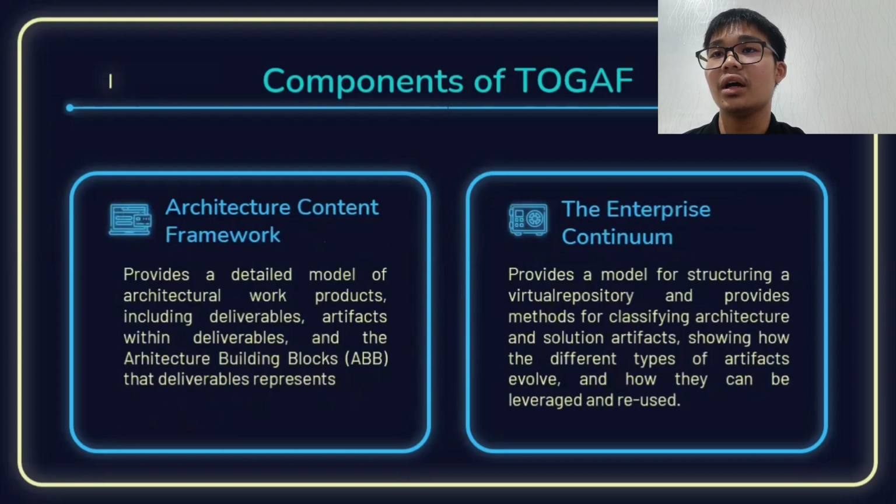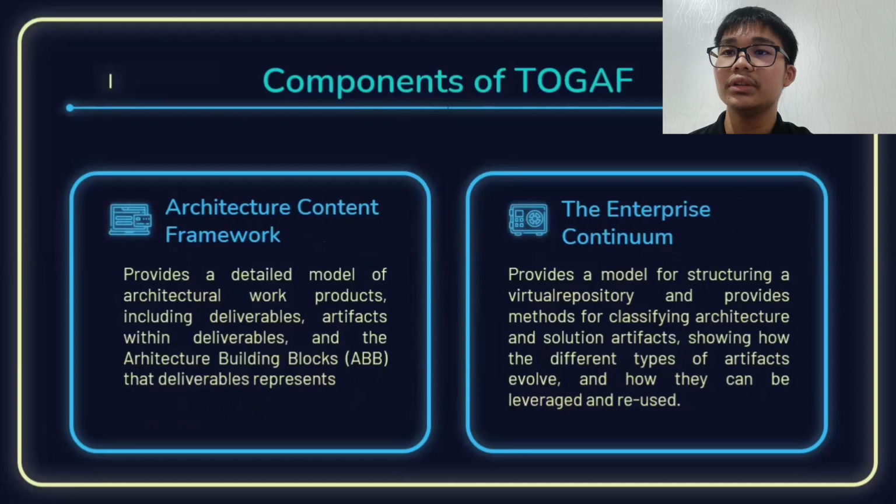Next component is Architecture Content Framework. It provides a detailed model of architectural work products, including deliverables, artifacts within deliverables, and the architecture building blocks or ABBs that deliverables represent. The next part is the enterprise continuum. It provides a model for structuring a virtual repository, and provides methods for classifying architecture and solution artifacts, showing how the different types of artifacts evolve and how they can be leveraged and reused.